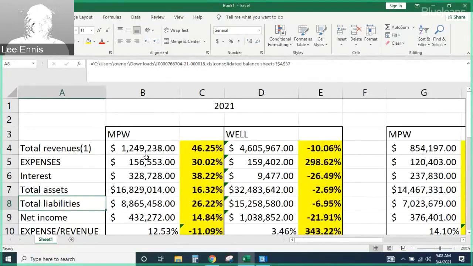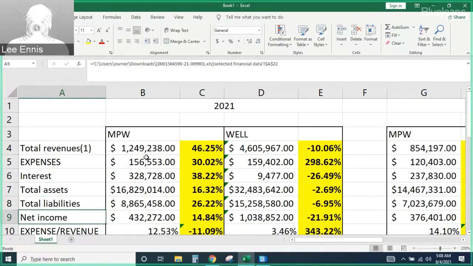So far, not really seeing a whole lot other than the fact that it appears that MPW is managing everything just a little bit better. Welltower is definitely bringing down their debt, which is a good thing, right?